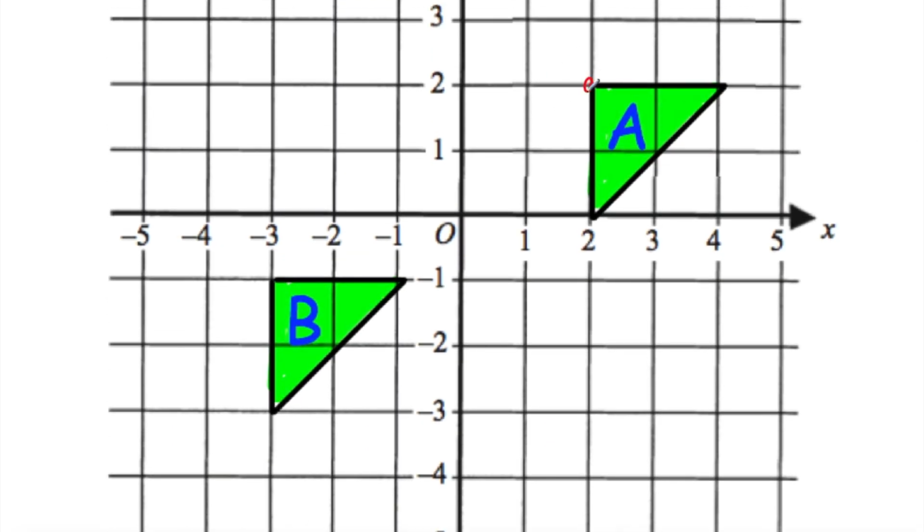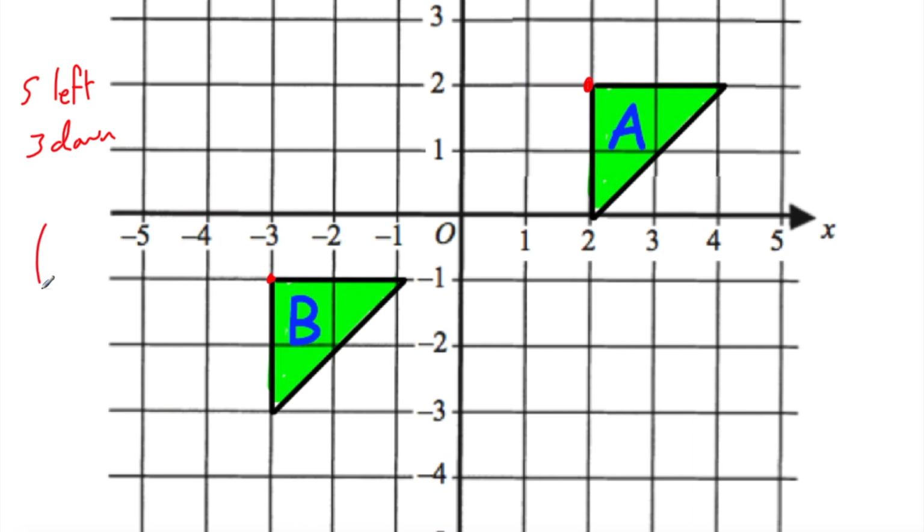So let's choose a point. I'm going to choose this point here and this point here. They're corresponding points, the top left hand corner. And to get from A to B, and make sure you're going the right way, we'd move 1, 2, 3, 4, 5 squares left, so 5 left. Let's just check that again. 1, 2, 3, 4, 5 left, and then 1, 2, 3 down, so 3 down. So we have moved 5 squares to the left and 3 squares down.